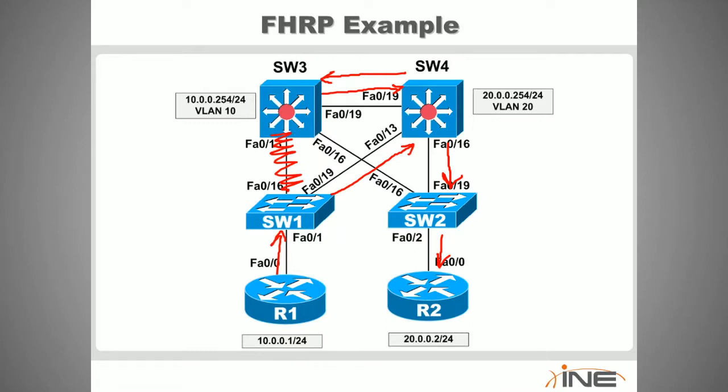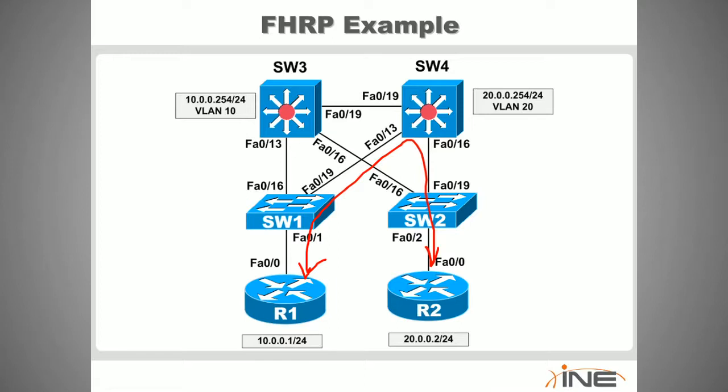So if this link is lost between switch 1 and switch 3, there's going to be some inefficiencies in the forwarding for VLAN 10. So what we could say instead is that if Fast Ethernet 13 is down on switch 3, just take myself out of contention for being the active router for VLAN 10. Send the active state over to switch 4, in which case the forwarding would then look like this.